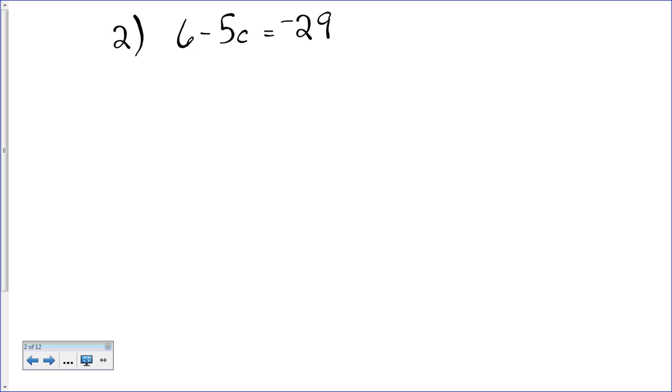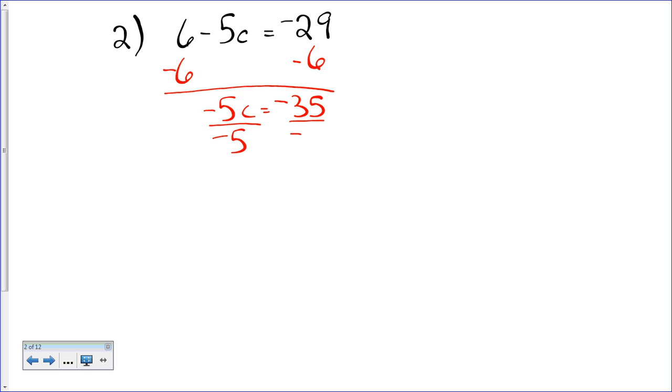Okay, on to number 2. We're solving for C. So this is just a simple two-step equation. So we're going to subtract 6 from each side. 6 minus 6 gives us 0. So negative 5C is equal to negative 29 minus 6, which is negative 35. Then from here, you're going to divide by negative 5. That cancels to give you 1. So we have C equals negative 35 divided by negative 5, which is 7.